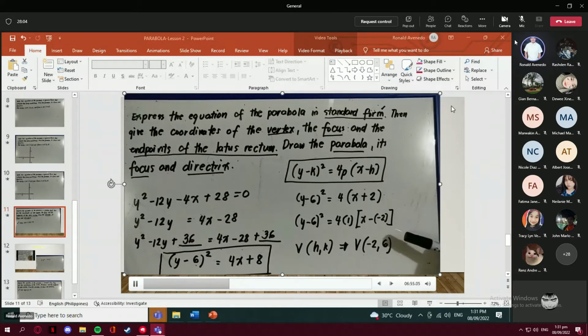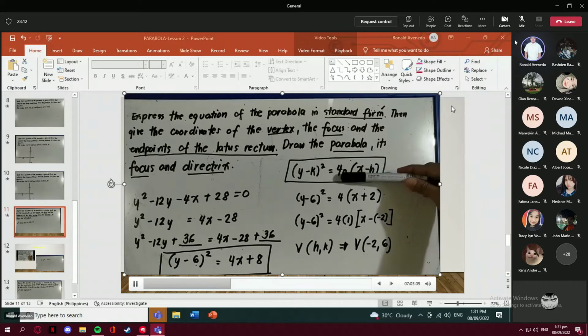Based in our solution, aside from the vertex, the values of h and k, we can also determine the value of our p. So our p is 1, positive 1. So later on, if we're going to graph, based on our solution, we can only use these two, the vertex and the value of p. So how are we going to use these two to graph the parabola without using the table? By just using the counting method.